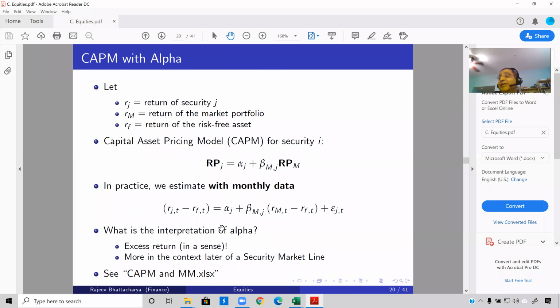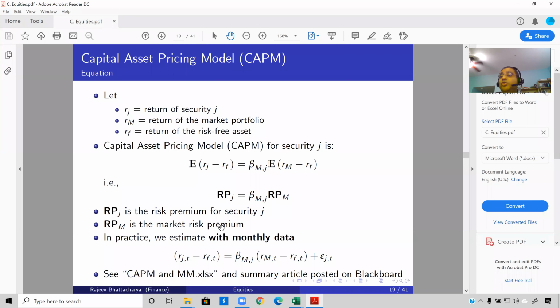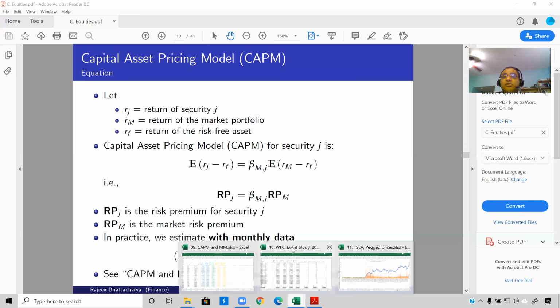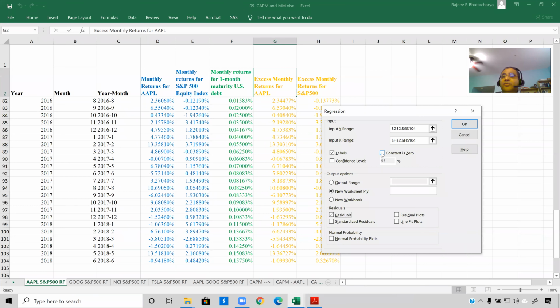However, you can estimate the CAPM with an alpha, and there are two issues. One is we find empirically that the alphas typically are very close to 0, and also in equilibrium, under those strong assumptions, the alphas are also equal to 0. So we'll find they typically make very little difference. But the standard is to have alpha equal to 0. So let's say we do that. We check this particular box, Constant is Zero.